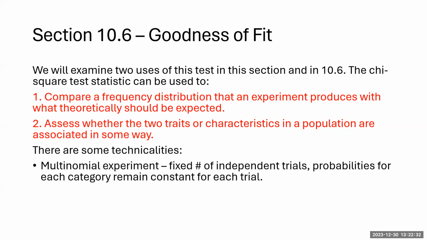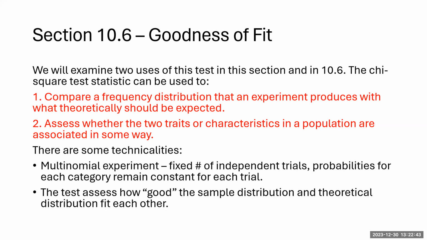Now, we do have some technicalities with this. First of all, we assume we have multinomial experiments. This means we have a fixed number of independent trials. Probabilities for the categories remain consistent for each of the trials. The test assesses what we call how good, quote unquote, the sample distribution and theory distribution sort of fit or match each other. That's the idea with section 10.6. How well do they fit?